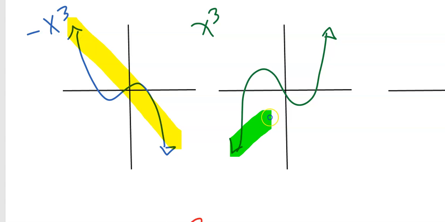As I'm going to the right, if it's positive, I'm going up. Okay, so that's the difference in those two, and we want to be able to recognize that because we're going to be describing what we call the end behavior of a graph. And for me to describe that, I need to know where this graph is going to go.